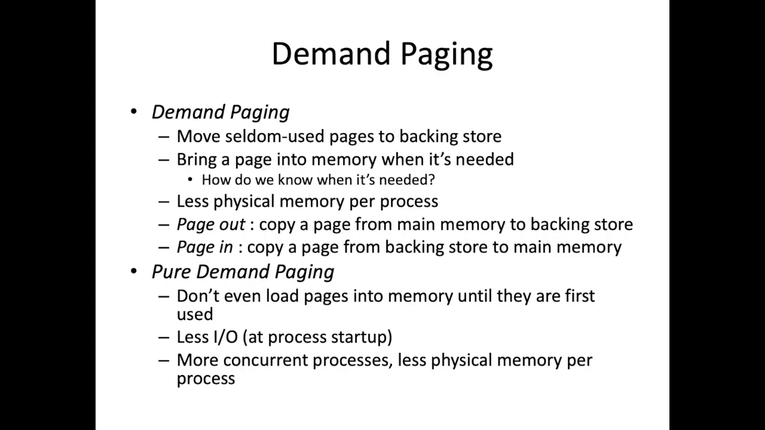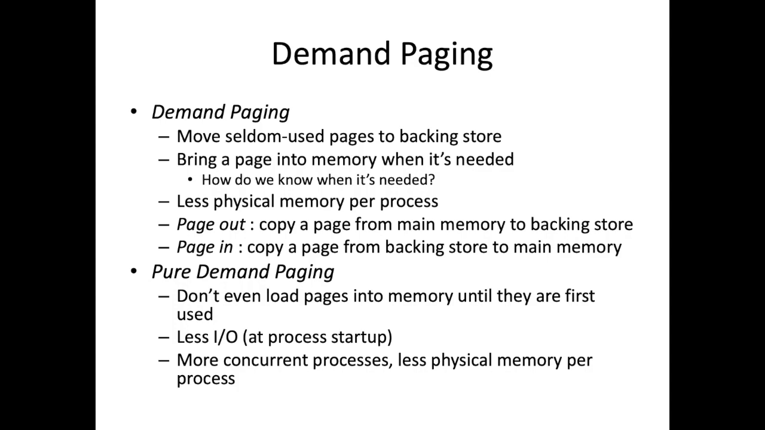Now we're going to have to figure out how we make this work. If we're the operating system, how do we know when a process needs to access one of its pages? When it does, we'll need to go get that page off of secondary storage and bring it into main memory. We've got a word for that. We call that paging in the page. And once memory gets full, we're eventually going to have to start taking pages out of memory and putting them back on secondary storage to make room for others, and we'll call that paging out.